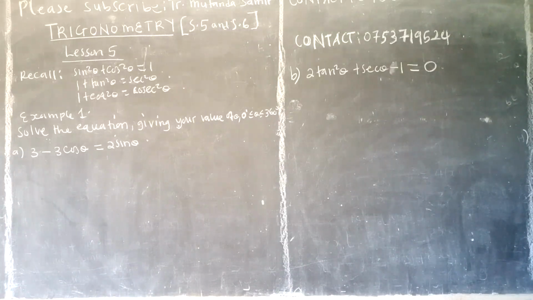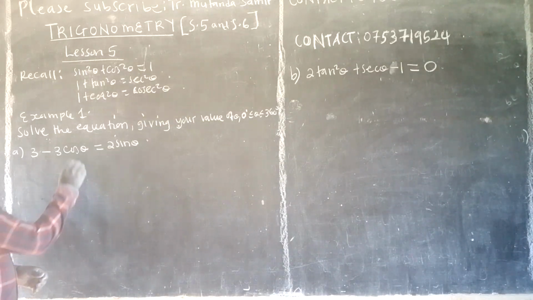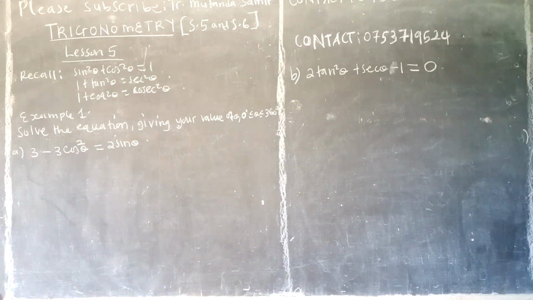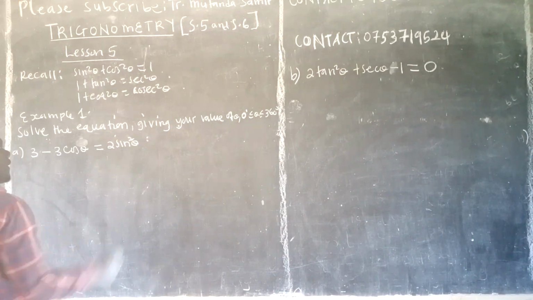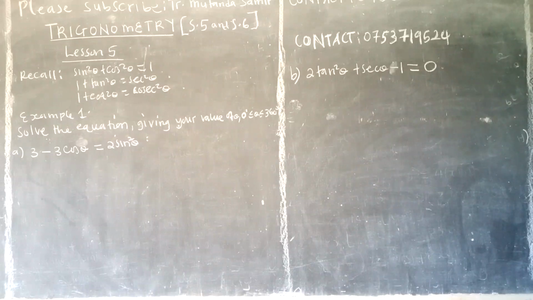Okay. Now we have part A, 3 minus 3 cos theta is equal to 2 sin theta. We want to solve this. By the way, this has a squared. There, if I'm not mistaken, it has a squared. Oh, sorry, the squared is this side. The squared is here. All right, good. So you have 3 minus 3 cos theta is equal to 2 cos squared theta.